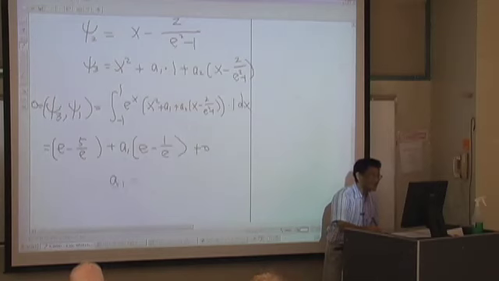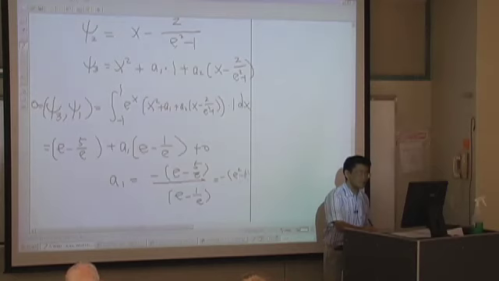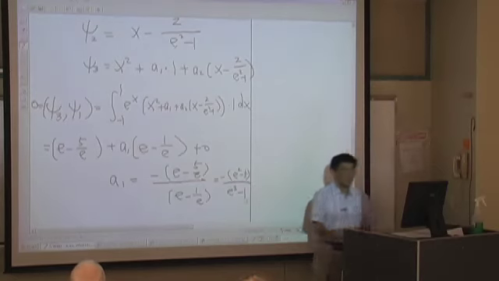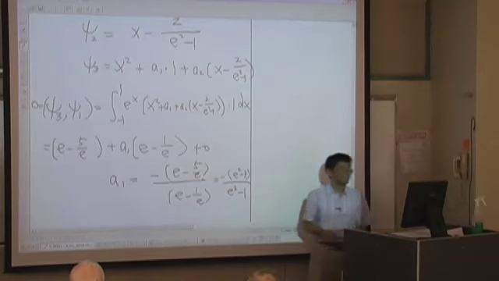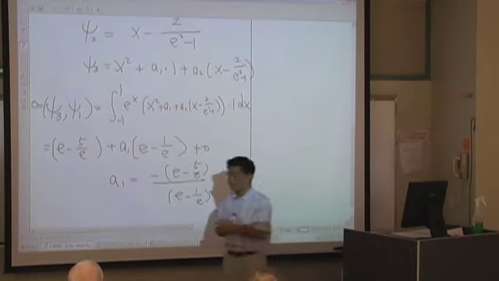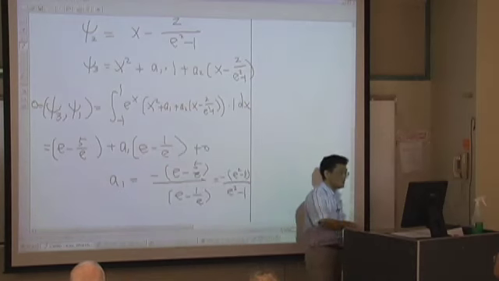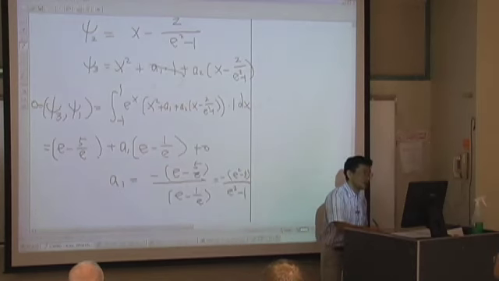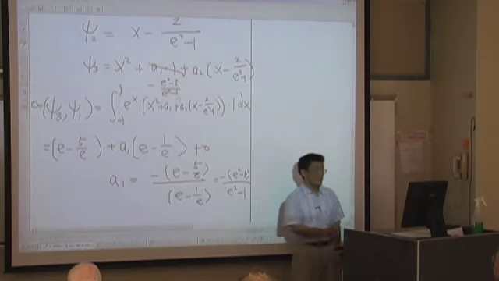Because of this, a1 equals minus e minus 5 over e, and then e minus 1 over e. Or you can multiply by e, then minus e squared minus 5 over e squared minus 1, right? So this is a1. Now the second integral can be done, and we can determine everything. But before the decision, we replace this by minus e squared minus 5 over e squared minus 1.